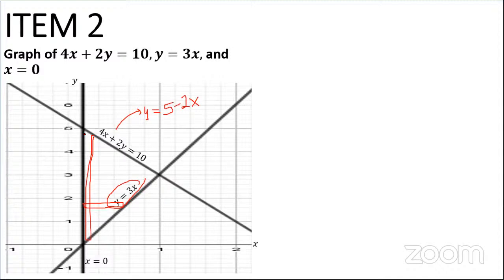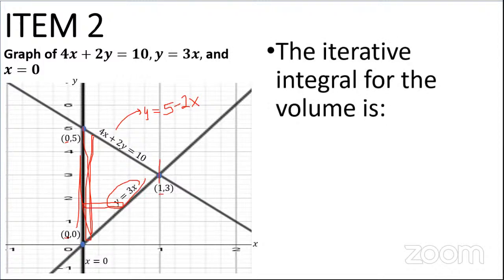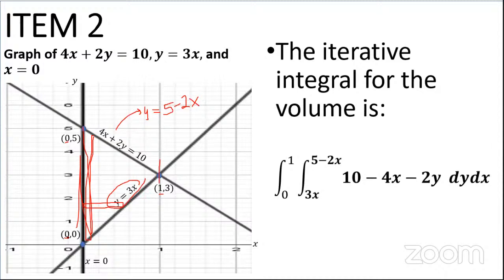And then for the outer integral, take note, if you move this strip to the left, we reach the limit at x equal to 0. And if you move to the right, we have x equal to 1. Hence, the upper bound is 1 and the lower bound is 0. So we have the following iterative integral for the volume. Question for this item?